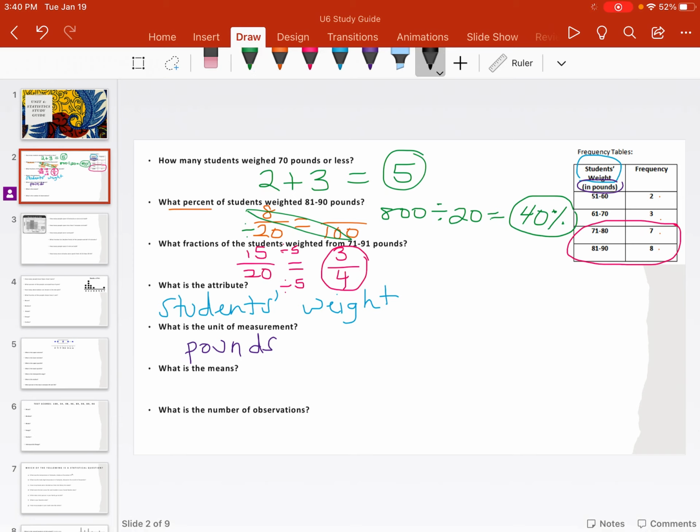Our means, remember, means is what tool you would use to measure that thing. So how would we measure weight? How would we measure pounds? We would measure it using a scale.